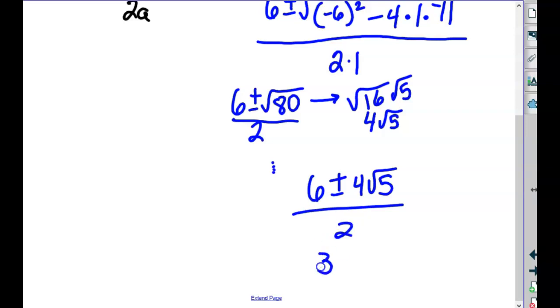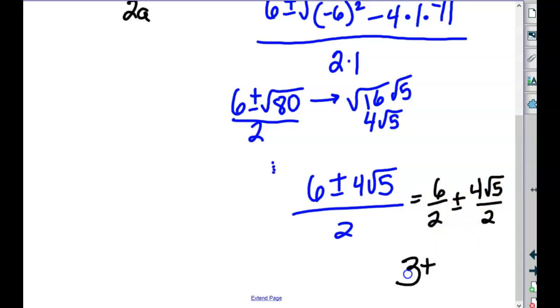Okay, does it become 3 plus or minus 4 square roots of 5? Somebody's going to do that, and that's not right. Why not? Well, you can, but you also have to reduce. Remember, the better way to think about this is to separate it. This is the same as 6 over 2 plus or minus 4 square roots of 5 over 2. So you can only reduce if they both reduce. So it's 3 plus or minus 2 square roots of 5.